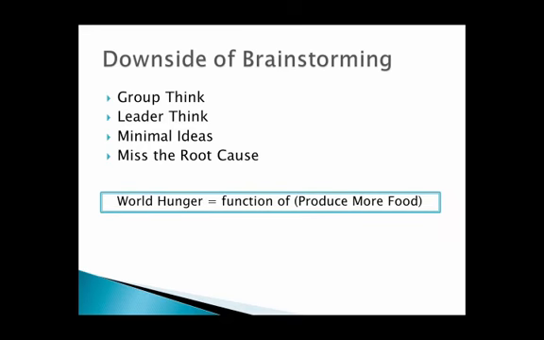So I was doing a green belt training with a group of individuals once, and I gave them the problem of world hunger for a root cause analysis exercise. And as a group, they brainstormed and they came up with, well, we need to produce more food. How many of you think that we need to produce more food and that will solve world hunger? So even as a group of really intelligent people, you can come up with the wrong answer with brainstorming.